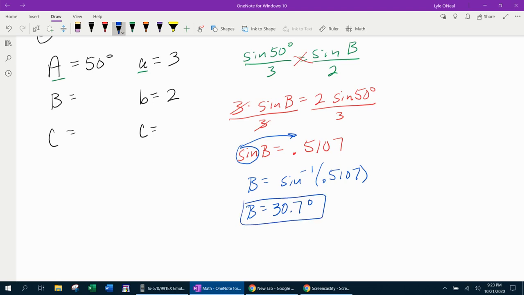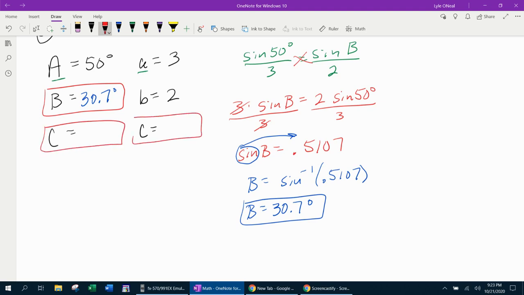Okay, that's angle B, 30.7. And that is 1 down, 2 to go. The next easiest piece to calculate would be angle C. That's going to be 180 minus the other 2 angles.